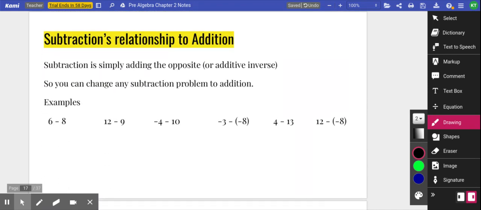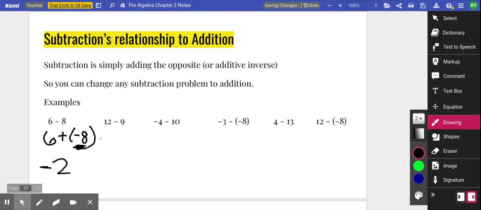Subtraction's relationship to addition: subtraction is simply adding the opposite, or adding the additive inverse. So you can change any subtraction to addition. For example, 6 minus 8 is the same thing as 6 plus -8. I have a positive 6 and a -8, so they're opposite signs and I'm going to subtract. 8 minus 6 is 2. Since the negative value has the bigger absolute value, it carries more weight, which means my answer should be negative.